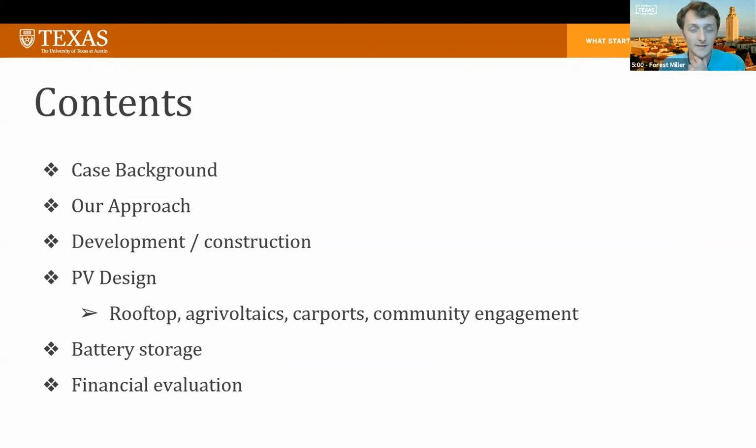Now our presentation has a couple different sections. So we'll start with our case background, a bit about our approach, some info about development and construction, our PV design, some battery storage info, and then finally a financial evaluation.